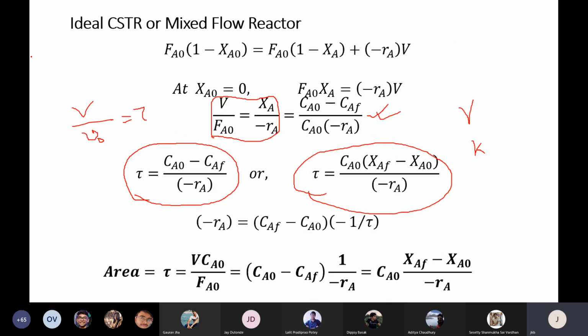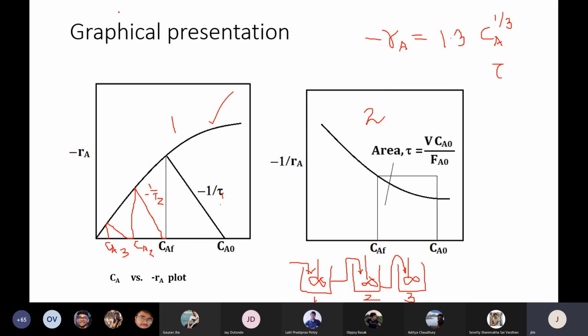If you go through the equation, you will find that 1 by minus RA multiplied by CA0 minus CAF is equal to the area, or tau. So using this equation, we can find out the area of the rectangle, and locate the final concentration on the reciprocal rate curve, and draw the rectangle passing through this point only. If the final concentration is here, then the size of the rectangle will be very large, like this.